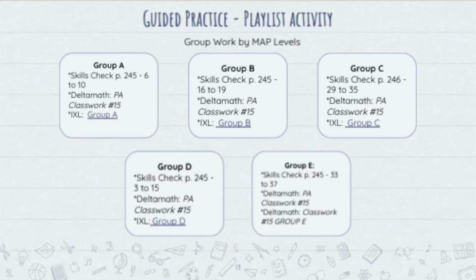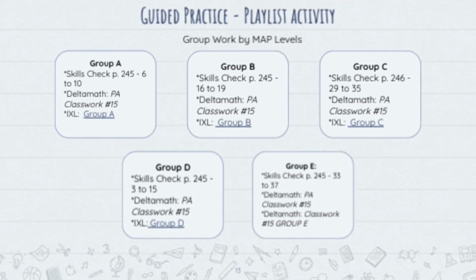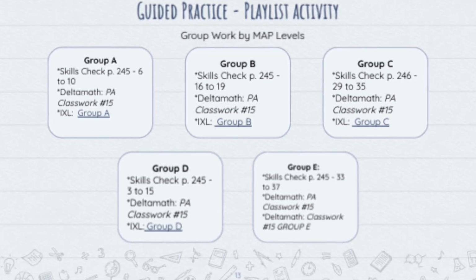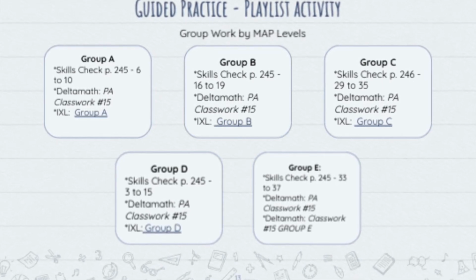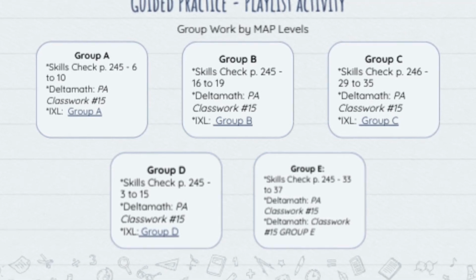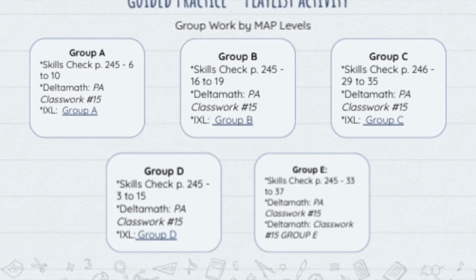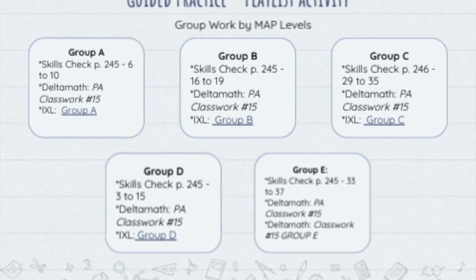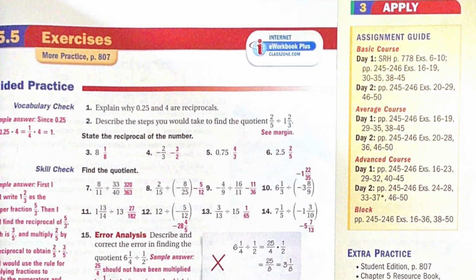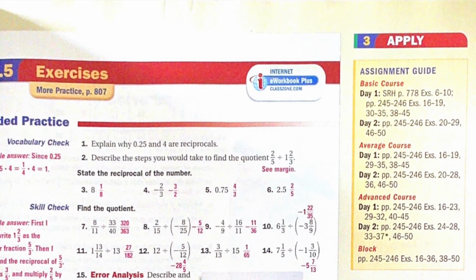In the playlist activity, as you can see, each group has a list of activities or assignments to work with. These activities are all set according to their MAP scores and levels. In this example, the first activity are book exercises. I choose the exercises for each group following the assignment guide from the Pre-Algebra Teacher's Edition book, as you can see, which already have the differentiating instruction for basic, average, and advanced course.